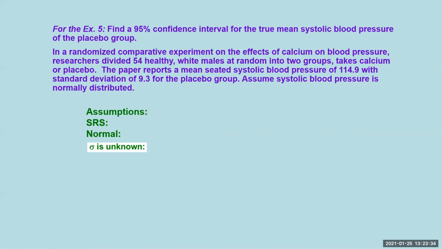So before we can find a confidence interval, we first need to check assumptions. Is it an SRS? Yes, it's stated random, that is a check. Is it normal? It's stated normally distributed, but also our sample size n is greater than 30. So by both methods, it is a check. Is sigma unknown?